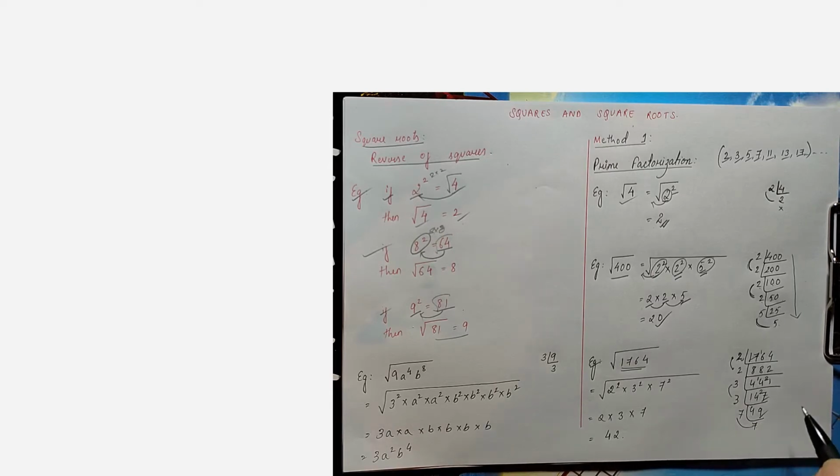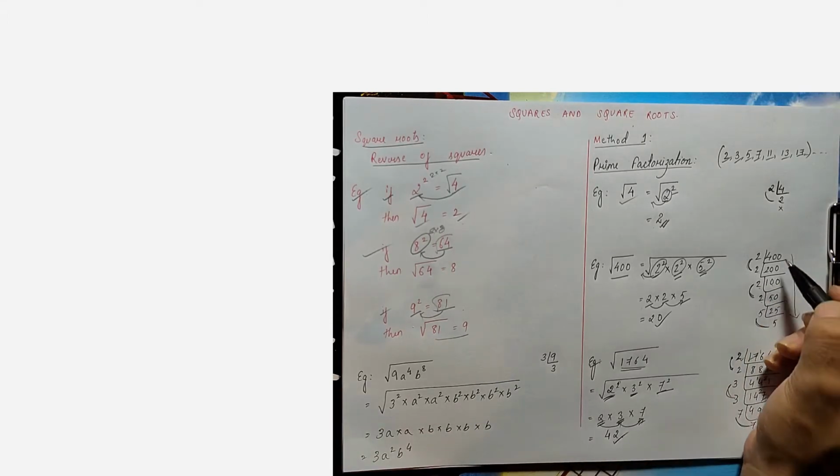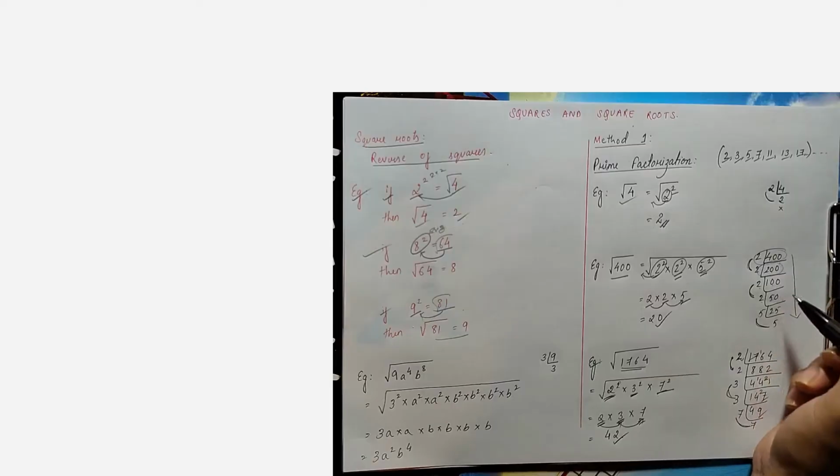7 7s are 49. So if you make a pair 2 2, 3 3 and 7 7, it will become 2 square into 3 square into 7 square. Then this will come out of the square root, it will become 2, this will come out and become 3, this will come out and it will become 7. 2 3s are 6, 6 7s are 42. Here we're assuming that you know how to prime factorize.